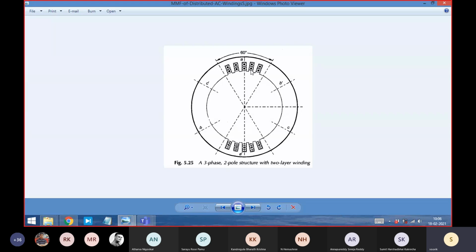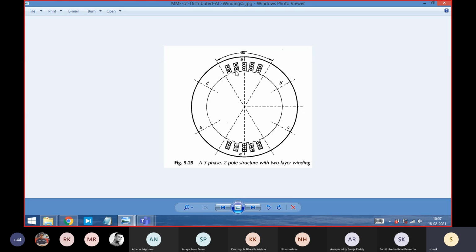The conductors are placed in such a way that the B conductor axis is leading the A conductor axis. The A coil axis is here. So the B coil axis will be somewhere here, 120 degrees shifted, and the C coil axis will be another 120 degrees shifted, somewhere here. So this is how the conductors are placed.